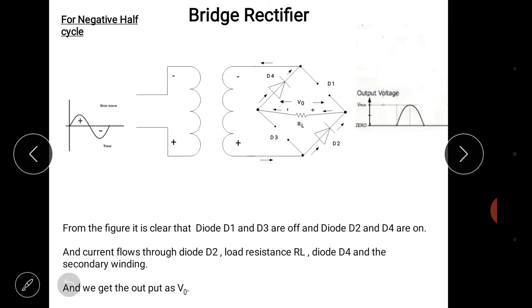Again notice here the direction of the load current is from right to left, that is, it is the same as was the case in the positive half cycle. That is why we are getting the output of the same polarity as we were getting in the positive half cycle. So we can say in this case we are getting the output as V0.